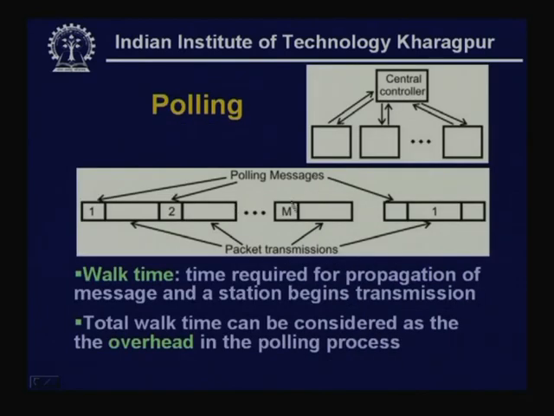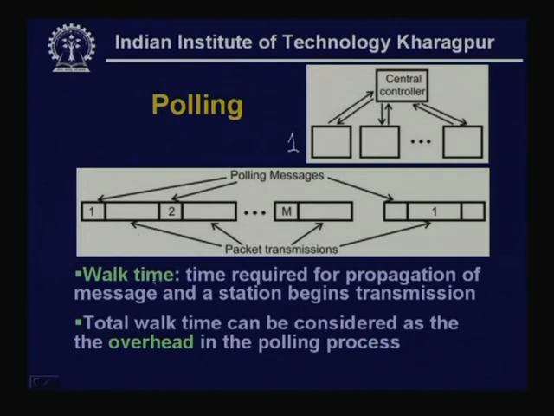Now, here it is shown in detail how the polling messages are sent one by one with the help of a central controller. So, here this is the primary station. These are all the secondary stations. You see this is the time. First, this is the walk time required for propagation of the message from the central controller to reach station 1. This is station 1. So, station 1 will receive the message and then it will respond.